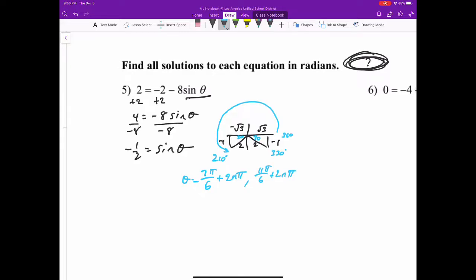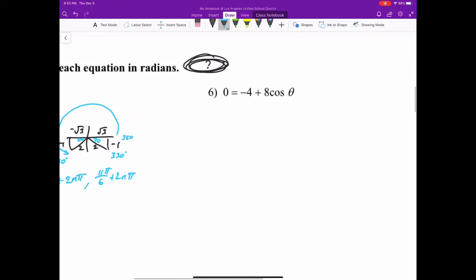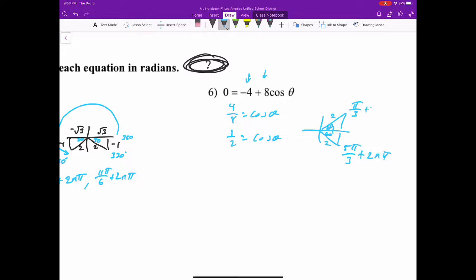Okay. If you look at this problem, we have to get rid of the 4 and then the 8. Pretty easy. It's going to be 4 divided by 8 equals cosine of theta, which leads us to 1 over 2 equals cosine of theta. Cosine is positive in quadrants 1 and 4. 1 and 2 and 2, 60 degrees. That's going to be pi over 3 and 5 pi over 3. Done. Plus 2n pi.